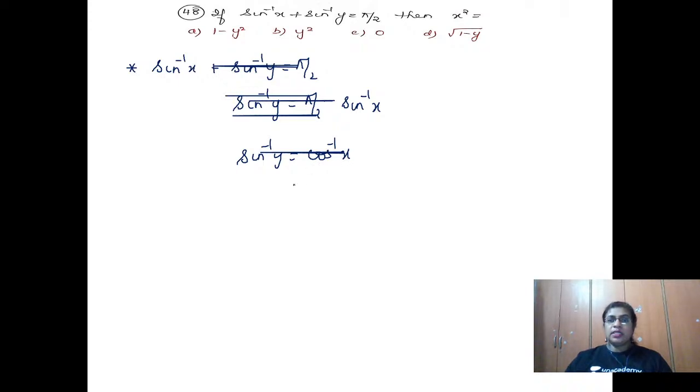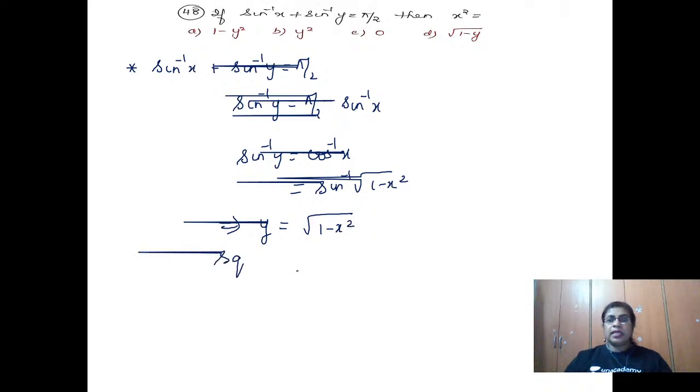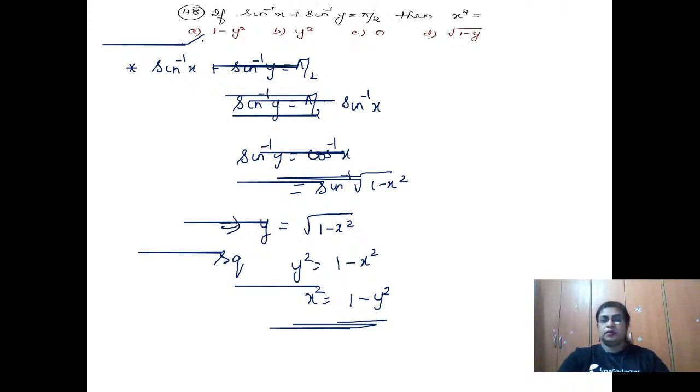So now this cos inverse x is nothing but sine inverse of root of 1 minus x square. So if I cancel sine inverse from both sides, I am getting y is equal to root of 1 minus x square. Squaring both sides, you get y square is equal to 1 minus x square. But the question asked is, find x square. So x square is equal to 1 minus y square, and that is your answer. So that is your A option.